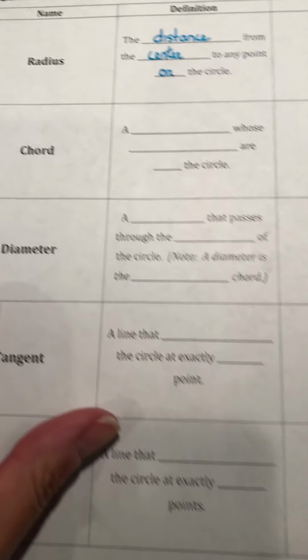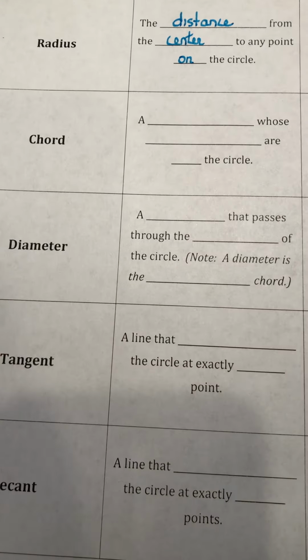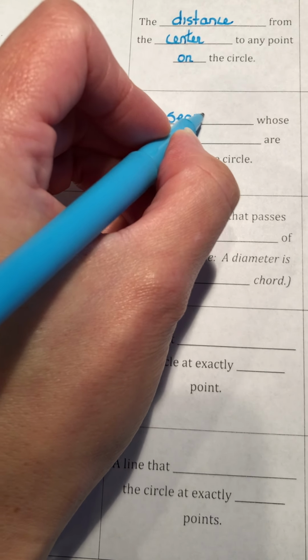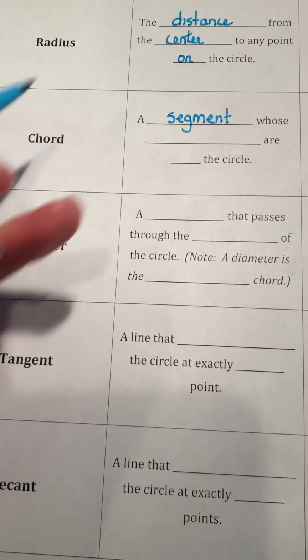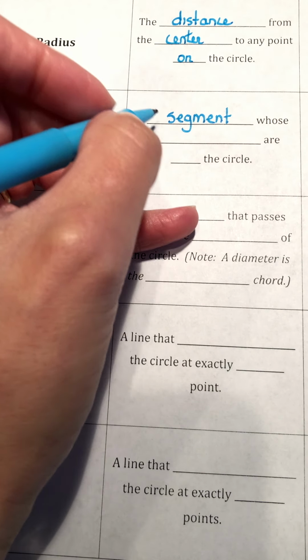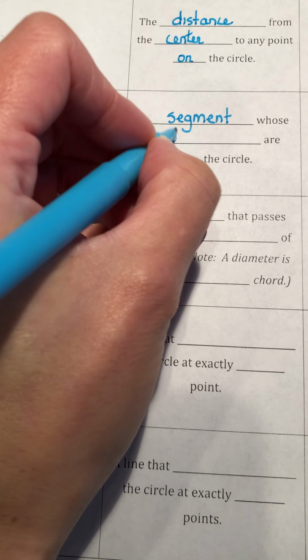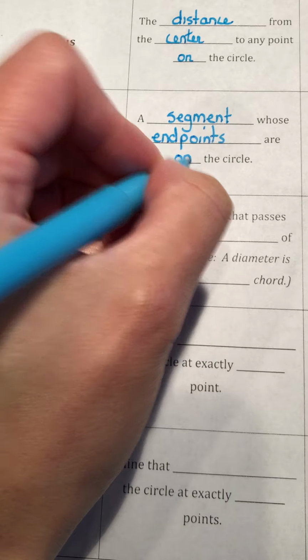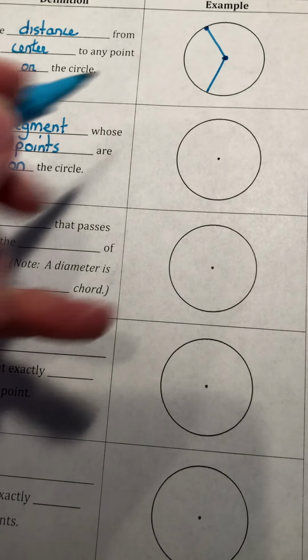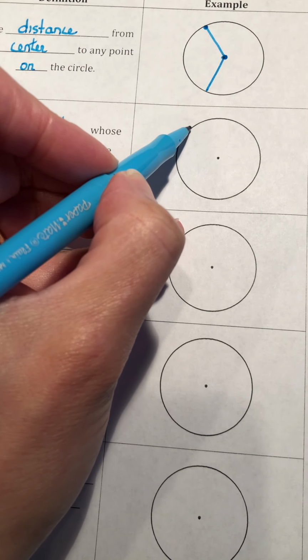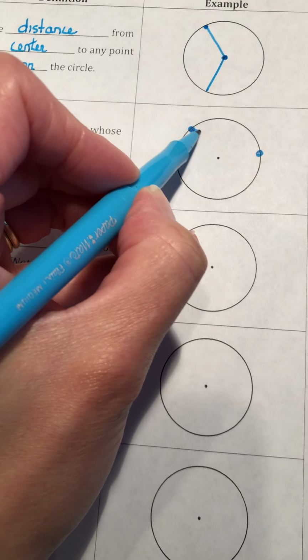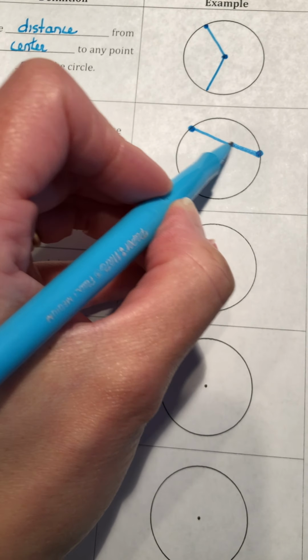Okay, now let's talk about a chord, okay? A chord is also a segment whose endpoints are on the circle. Okay, so let's take an example of what that looks like. For me to have a chord, I basically have to have one endpoint and another endpoint on the circle, and I'm connecting the dots. Okay, that's a chord.